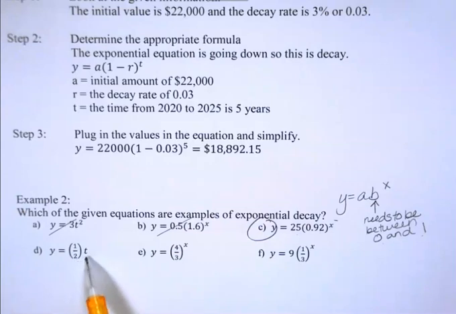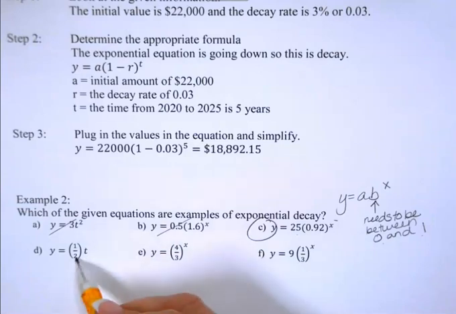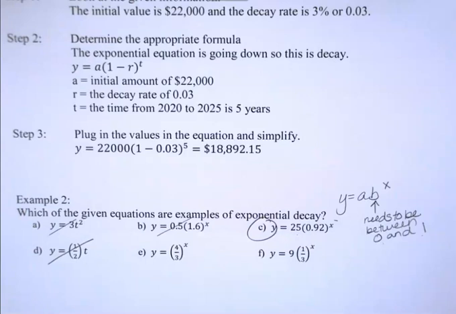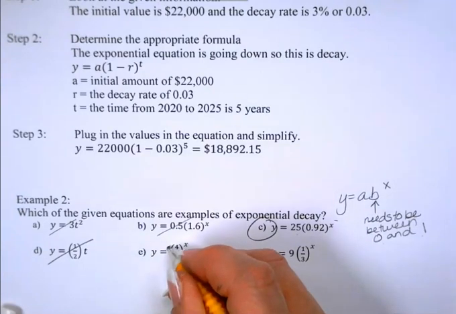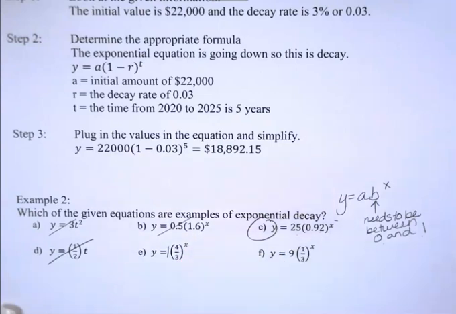On D, notice the t is not in the exponent. So this is just a line. That's your slope in front of it, 1/2. So I'm going to throw that one out. That's not an exponential. For an exponential, your variable needs to be in the exponent. Okay, on this one, my variable is in the exponent. If I want to put a 1 out in front, I can. So my a value is 1. My b value is 4/3. That's larger than 1. So that is actually growth, not decay. So I'm going to have to throw that one out.